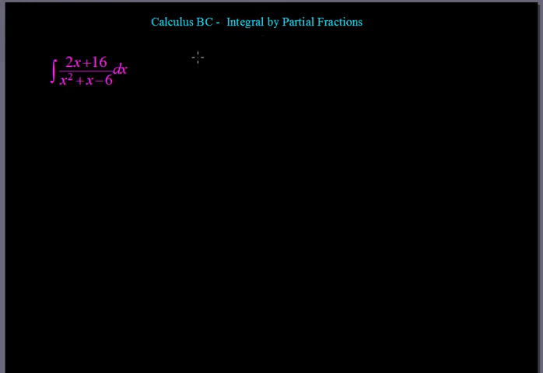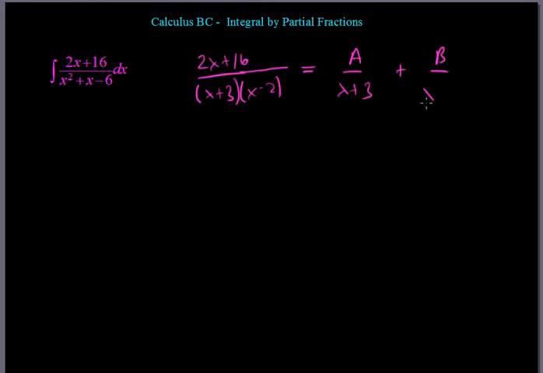We'll start off by rewriting the numerator over the factored denominator. So 2x plus 16 over (x plus 3)(x minus 2). All right, that would be equal to A over x plus 3 plus B over x minus 2.